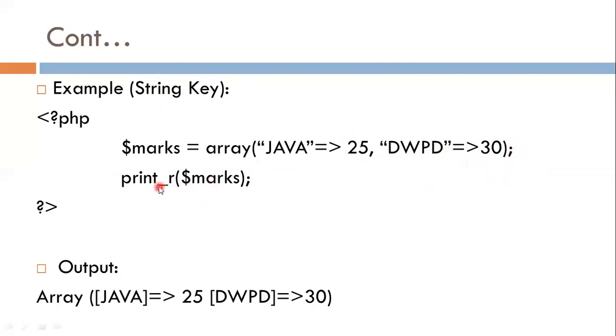Now after creating the array $marks, to print the value of each and every subject with marks, use the print_r function. The output of this code is like this: Array, in brackets the key Java, and the associated marks are 25. Then DWPD, which is also a key, and the associated marks are 30.